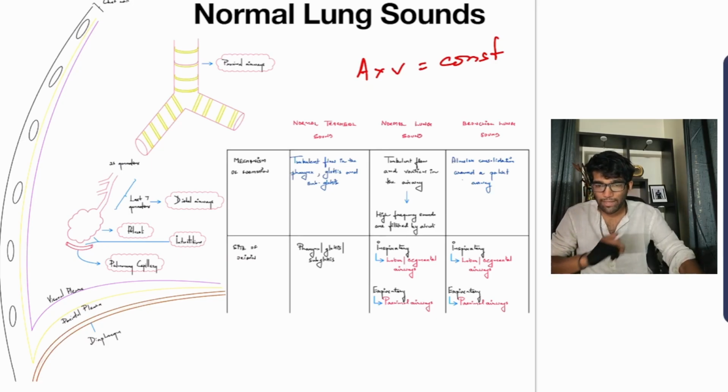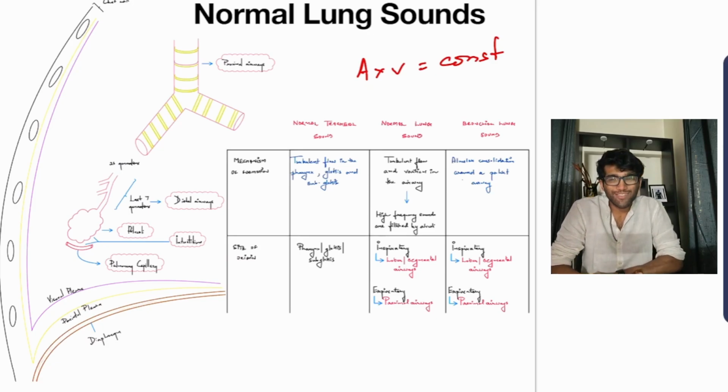This is a concept we'll come to again when we discuss PFTs, and it is a very important concept. But basically what it implies for now is that the turbulent flow that occurs during normal respiration occurs in more distal airways during inspiration, because those are the ones with the smaller diameters, and in more proximal airways during expiration, because expiration causes even the more proximal airways to become narrow.